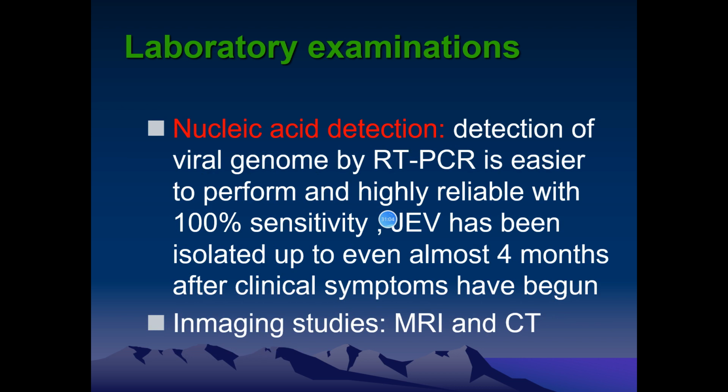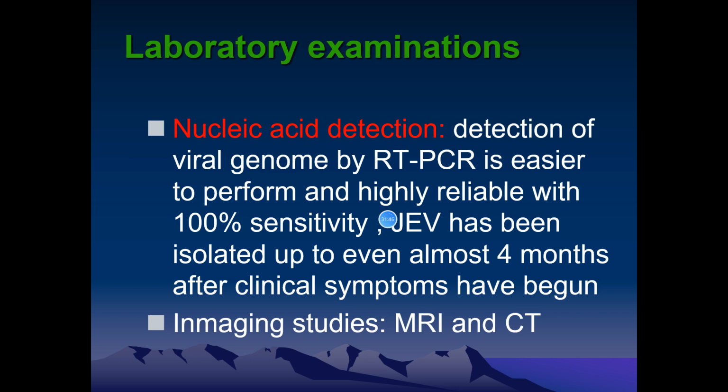Nucleic acid detection. Detection of the viral genome by RT-PCR is easier to perform and very reliable with 100% sensitivity. JEV can be isolated from the blood during the first week of illness. Notably, JEV has been isolated even almost 4 months after clinical symptoms have begun. The CSF rarely yields virus except in severe or fatal cases.